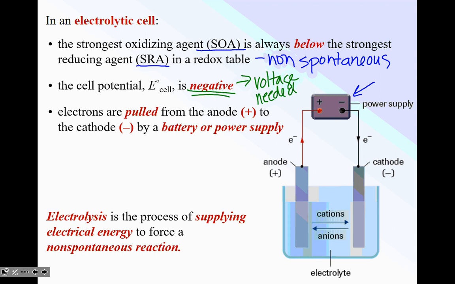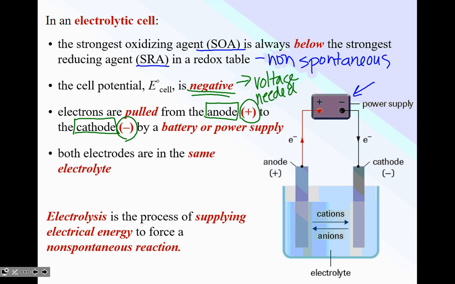Electrons are pulled from the anode to the cathode via a battery or a power supply. Now, this is the same. It goes from the anode to the cathode. That's the same in voltaic cells. The only difference is in an electrolytic cell, the anode is positive and the cathode is negative, okay? And that's because we're using a power supply, and a power supply is what provides the electrons to move. And both electrodes are in the same electrolyte, and it's not divided, whereas in a voltaic cell, there's two electrolytes.